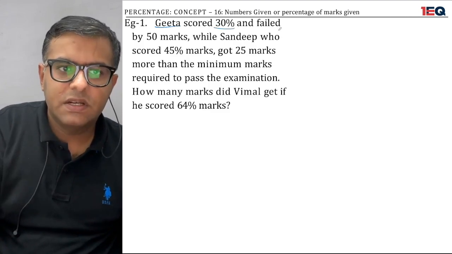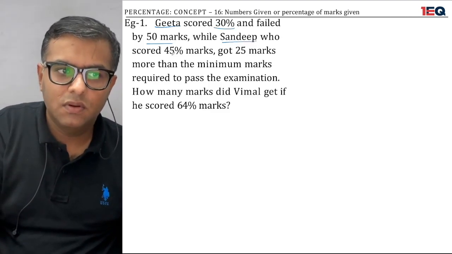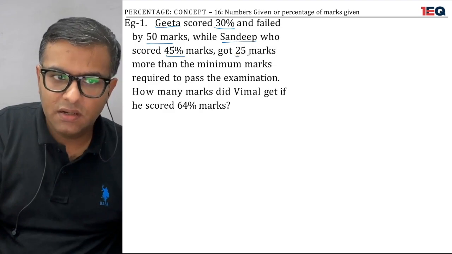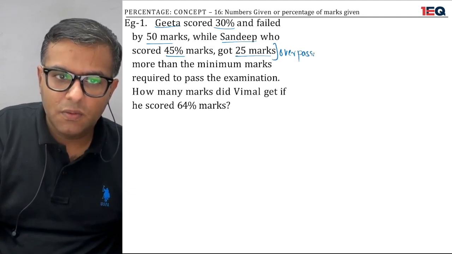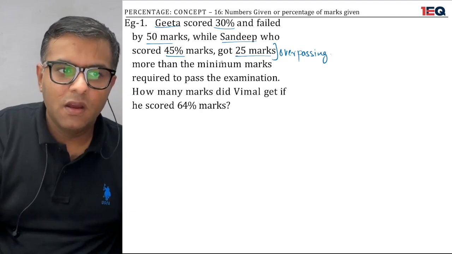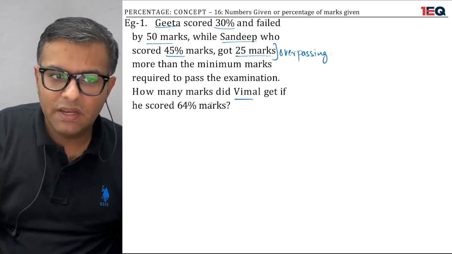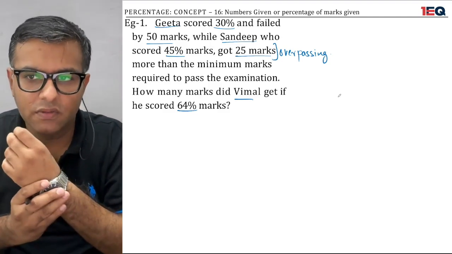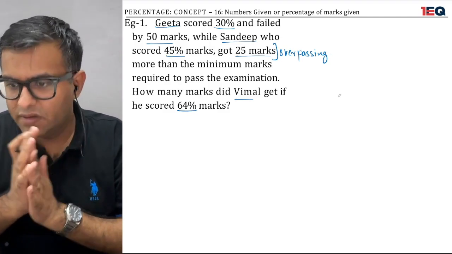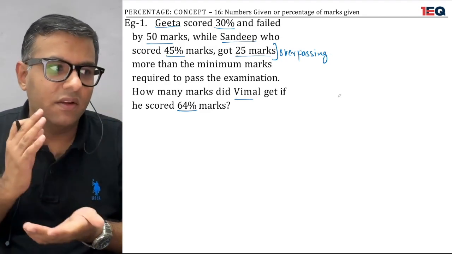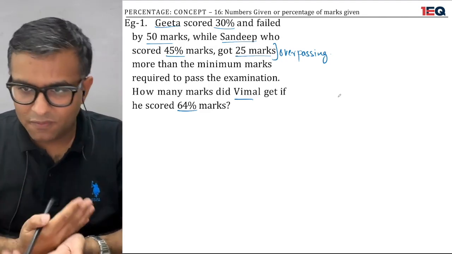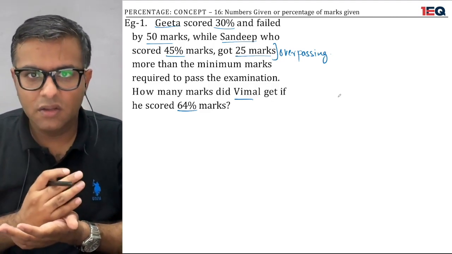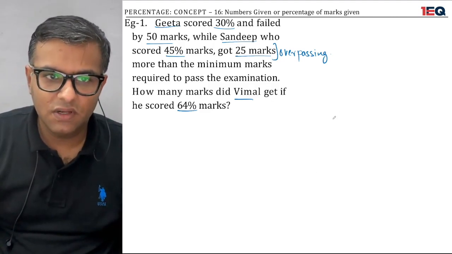Geeta scored 30% and failed by 50 marks, while Sandeep scored 45% and got 25 marks extra. This is the overpassing which I have talked to you about: more than the minimum marks required to pass. How many marks did Bhumil get if she scored 64% marks? Okay, I'm going to use a very strong unitary method over here. For the students who haven't seen the videos in the past, please see the videos. I have given you 4 or 5 good methods. You will do a lot better if you saw those videos and then came down to this video.